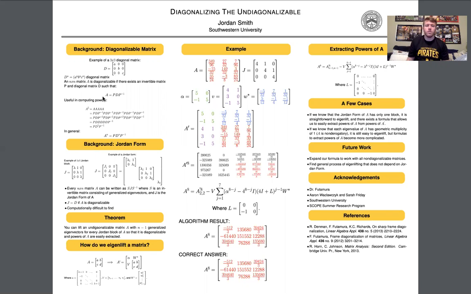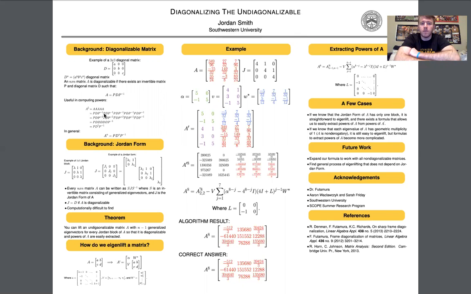The cool thing about doing this, if we can break up A into PDP inverse, is that if we're trying to find powers of A, we can just take our matrix D to the same power, multiply it by P and P inverse, and we get A to whatever power we're trying to find. It's a really cool, nifty trick that we all learn in linear algebra.